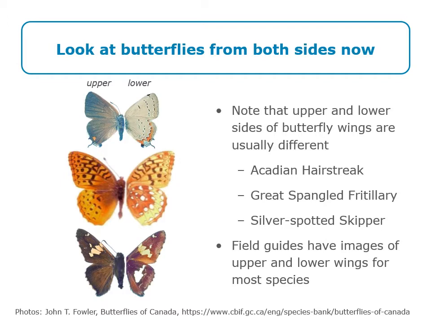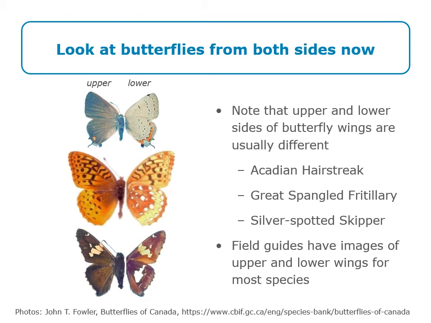It's really important to look at both sides of butterfly wings. So as you'll see in these pictures here, there's 3 different species in the upper side of their wing and the lower side of the wing, and you'll see that the patterns are different. So you do need to look at both the upper and lower side often to be able to identify a butterfly. Field guides will usually show you images of both the upper and lower wings for a species.